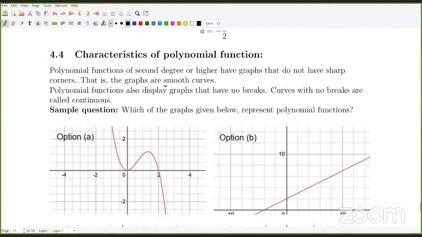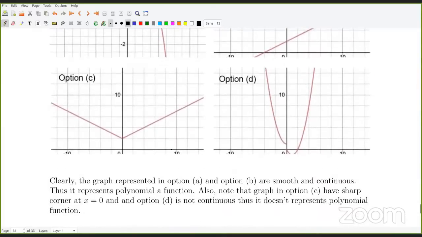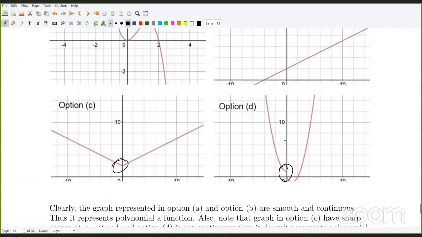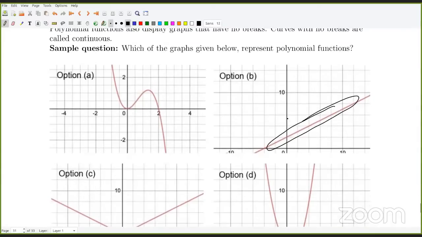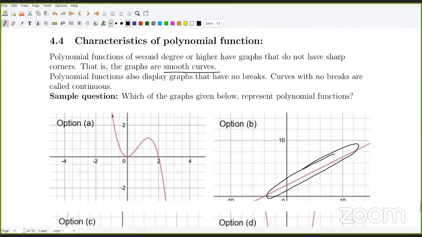So the graphs are always smooth. Smooth means there will not be any sharp edges, sharp cuts like this, and there will not be any breakages like this. And it will not be straight all the time. Polynomial graphs are always smooth, and if it is taking a turn, it will take a smooth turn, like this U-shaped turn, and it will always be curvy. It will not be straight. It will always be curved. These graphs are polynomial graphs.